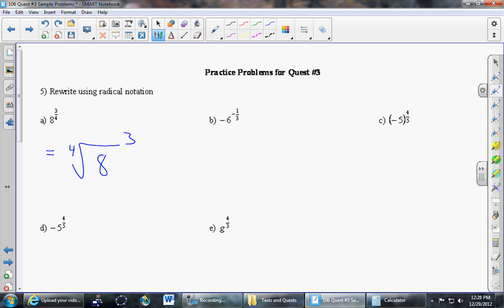Here's my answer. I'll put parentheses here just to really show the cube is happening to the whole symbol. You're also welcome to put the cube inside. So you can make the 4th root of 8 cubed. I always prefer to put it outside, but I'll put both answers here.